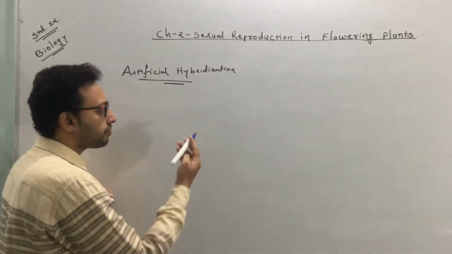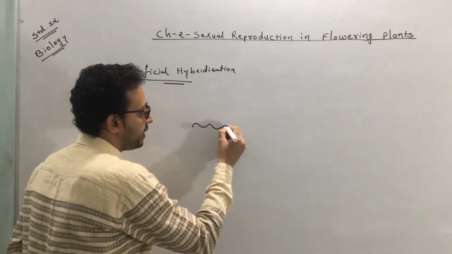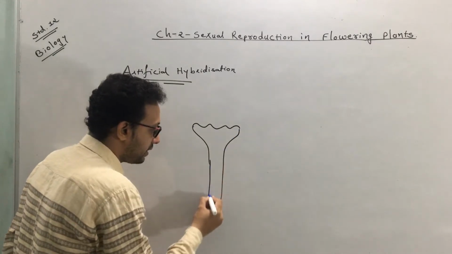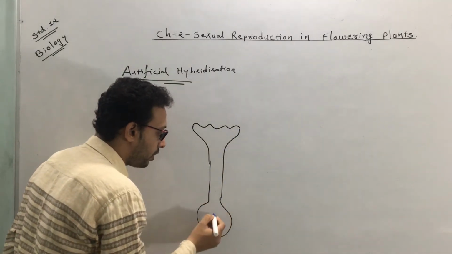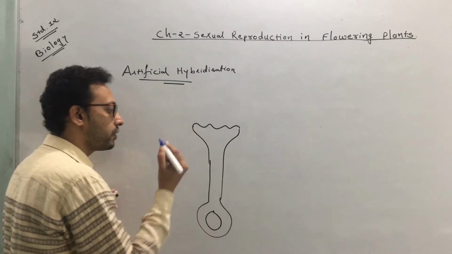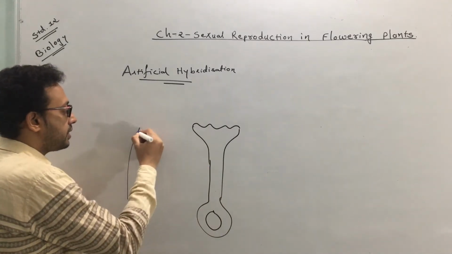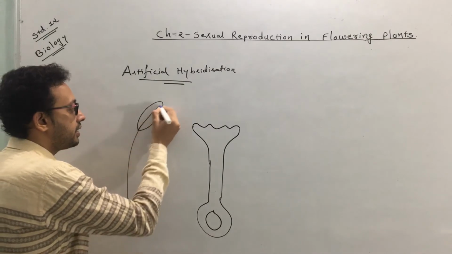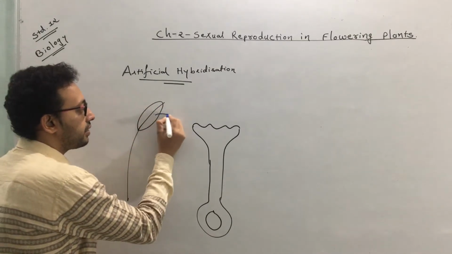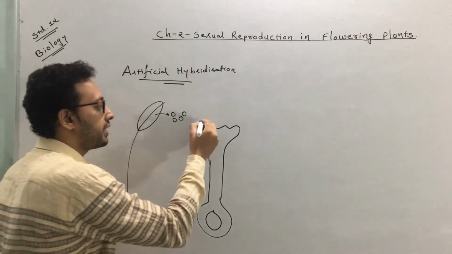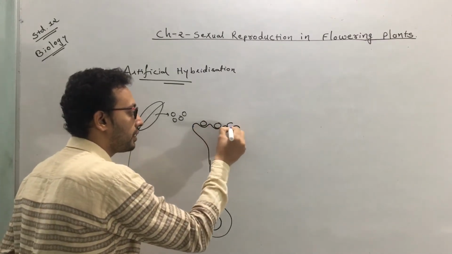Suppose this is a stigma, this is a style, and this is an ovary. You already know that the ovary contains an ovule. It's a schematic representation. Now this is a stamen and this is an anther. From the anther the pollen grain is getting released, and this pollen grain falls onto a stigma.